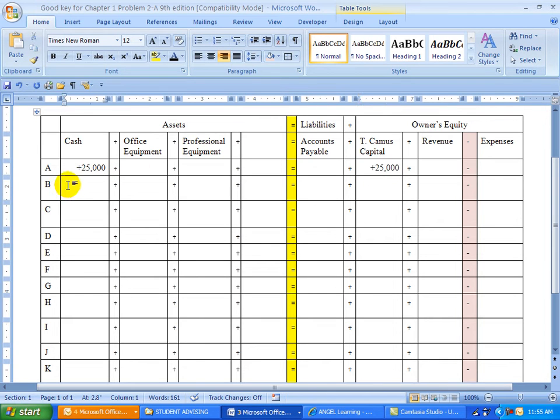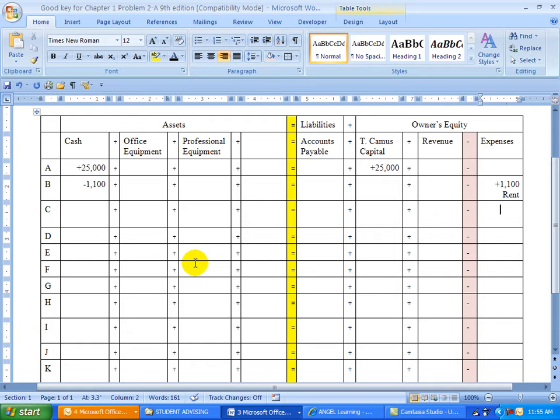Going on to letter B, we paid the rent for the month, $1,100. Wrote a check to do that. When you write a check, your cash is going down, so it's a minus to that. And rent is an expense, so we're going to go over to the expense column. When you enter expenses, they're going to be pluses, so it's a plus to rent expense. Remember that even though we're subtracting on the left side of the equation, and we have a plus over here, anything in this last column will be a minus to the right side of the equation.